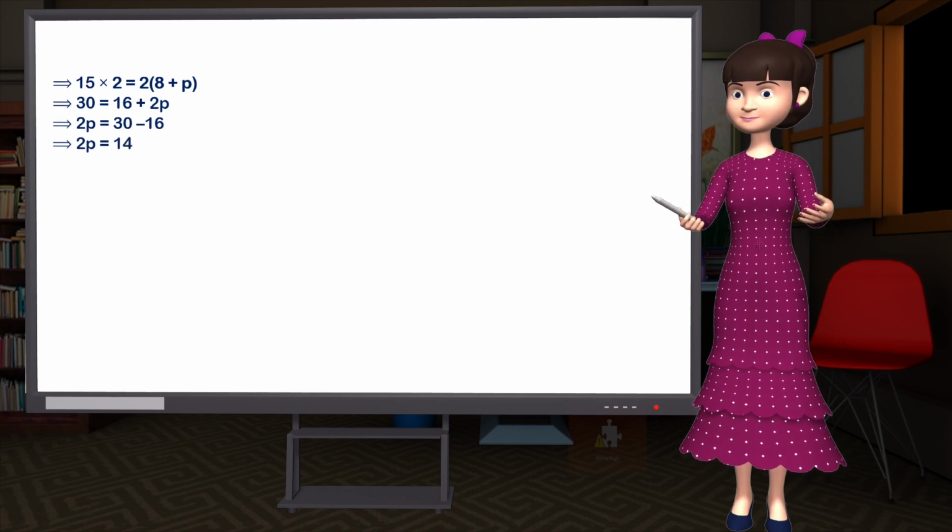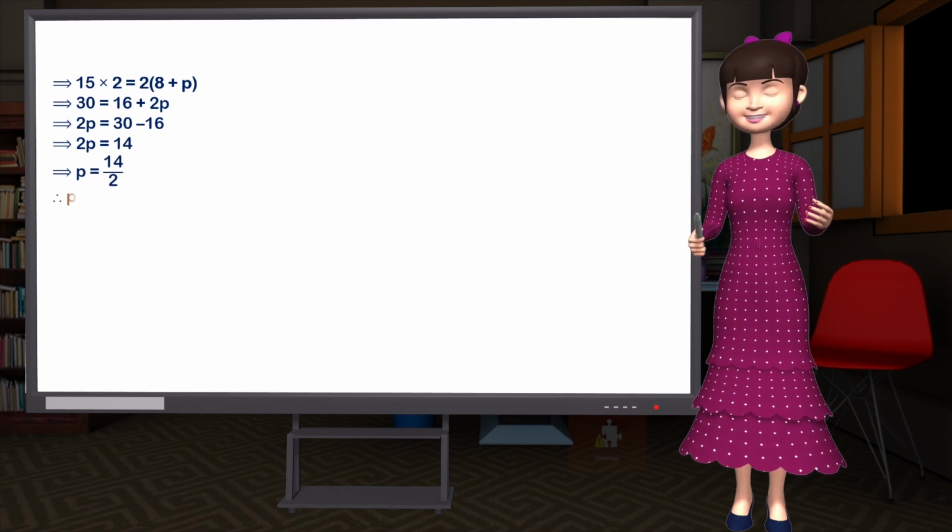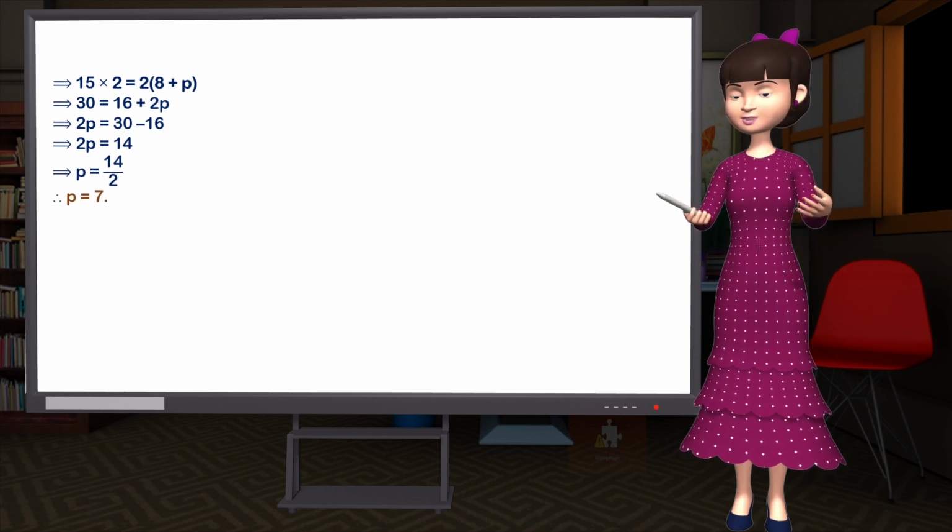Transposing 2 to other side, we get P is equal to 14 by 2. Therefore, P is equal to 7.